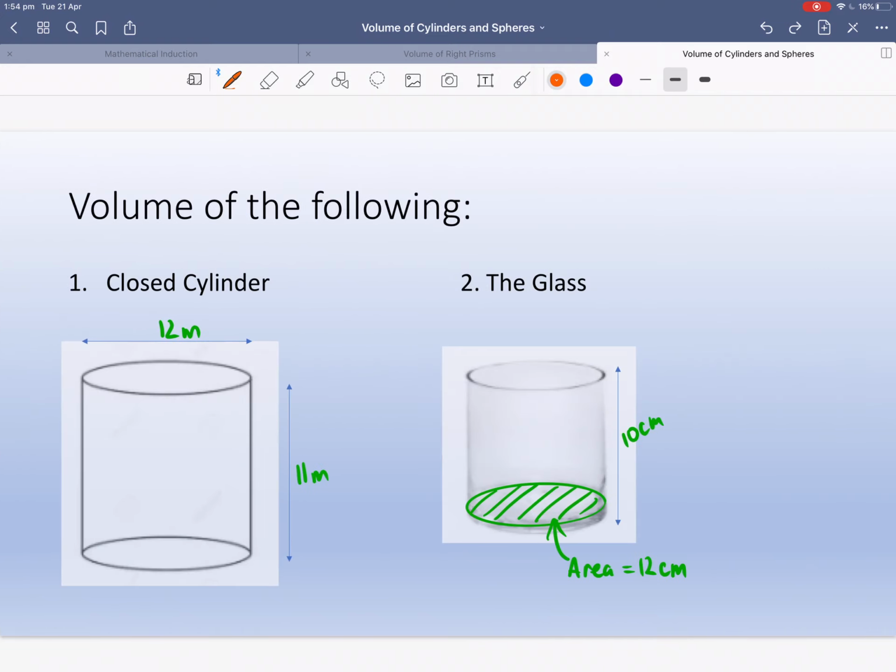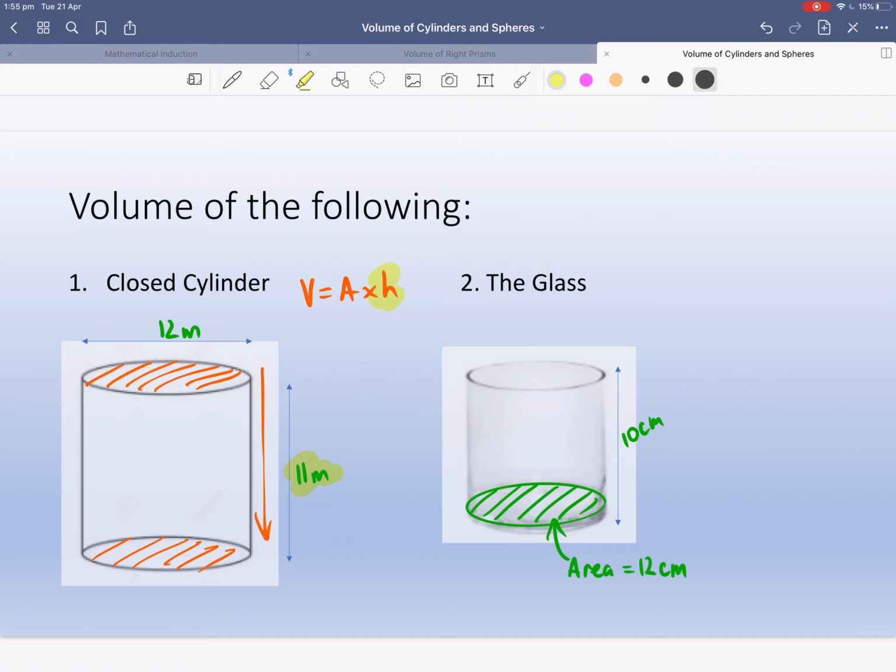Okay, let's go for it. The first two, we're going to find the volume of the cylinders. Now, this looks and feels exactly like a right cylinder, because we have a cross section that goes all the way down to the bottom and is exactly the same all the way through. So we're going to use the same formula that we use for right prisms, which is volume equals area times height. Now, the height is pretty straightforward. It's just this 11. But the area we need to figure out.